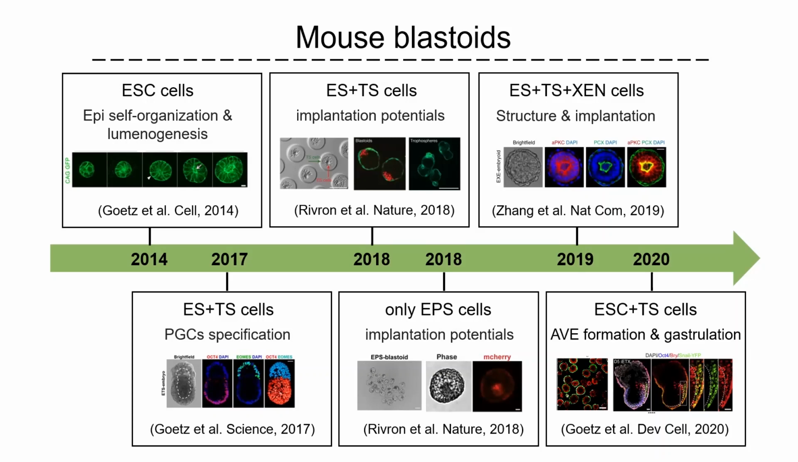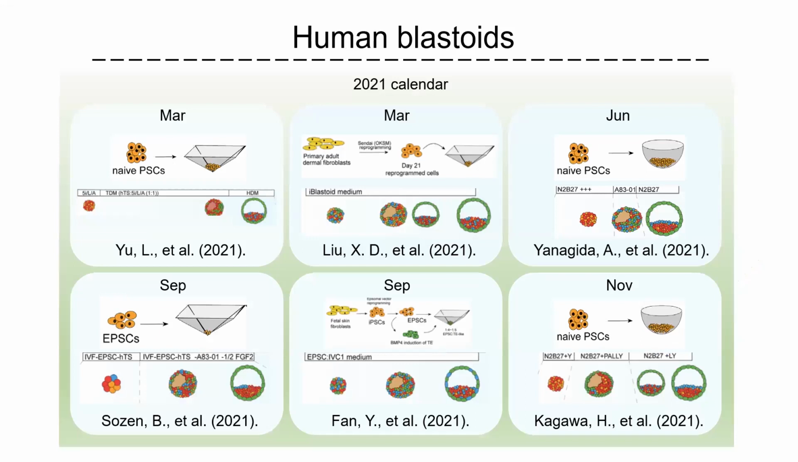lines, ES, TS, and XEN cell lines. Similar to the mouse models, human blastoid models were created with various types of pluripotent stem cells that are believed to confer different pluripotency states. Almost all the findings in human blastoids are boosted in 2021, while some labs use human ESC and iPSC grown in naive conditions. Others have used EPSC conditions.